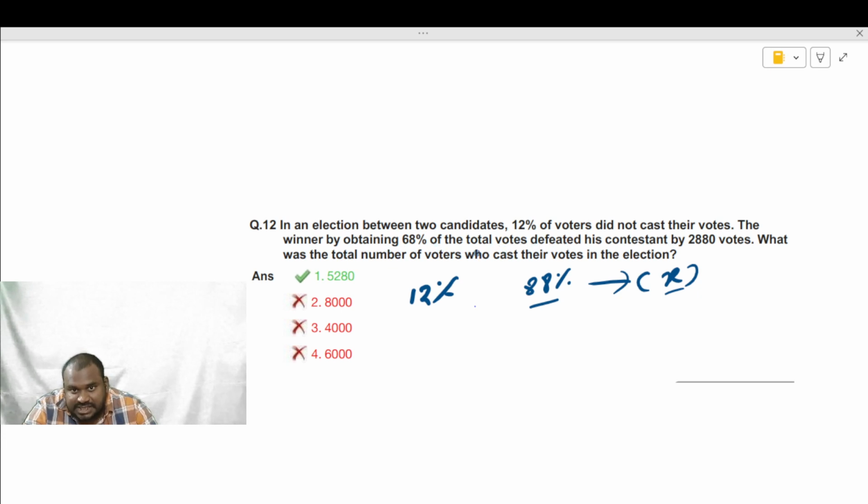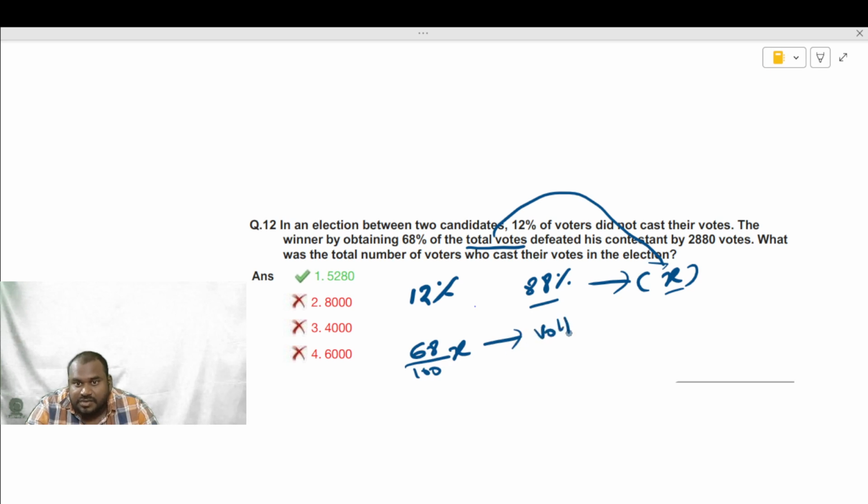It is saying 68% of what? Total votes. You should understand the terminology. Total votes are nothing but X. 68% of X. So 68 by 100 into X is the votes obtained by the winner. Okay, 68 by 100 X.